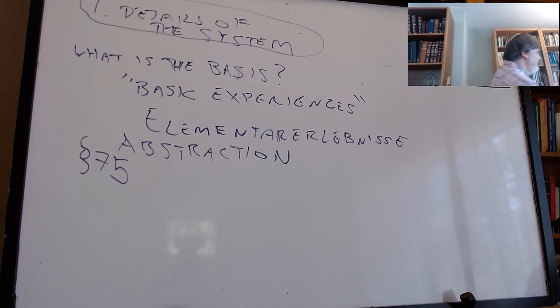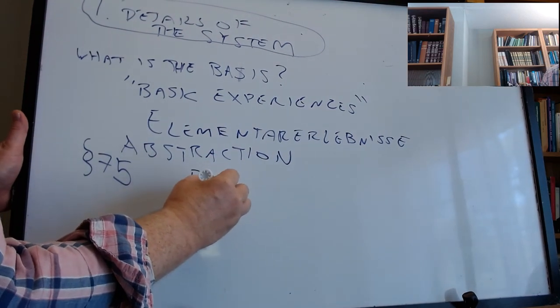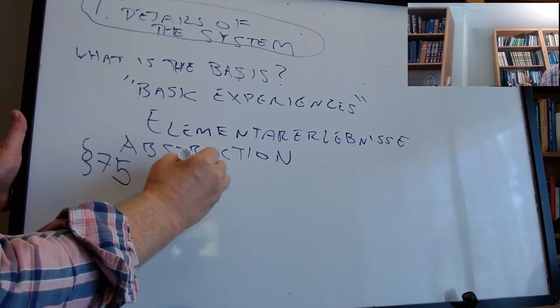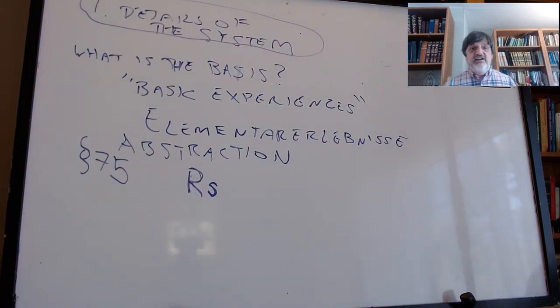And the relation, this does get mentioned a few times in the reading. In English, they call it RS. RS stands for remembered similarity. So the relation that we know between Elementar Erlebnisse, that's part of the epistemically primary givenness of everything, is that this one is, I remember that this one was similar to this one.